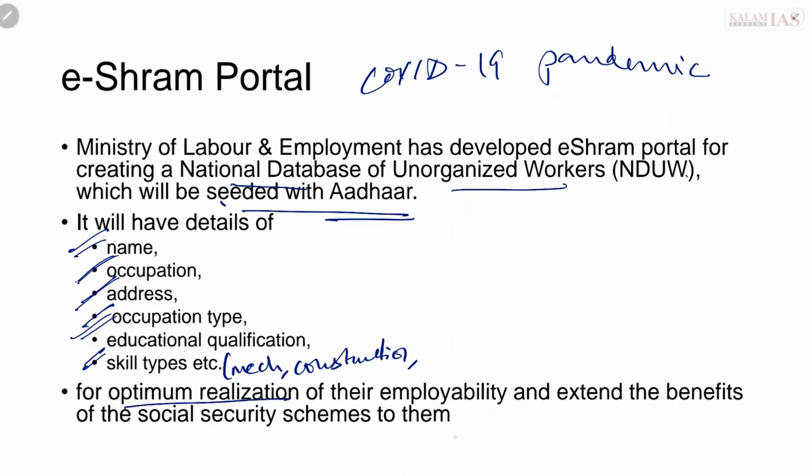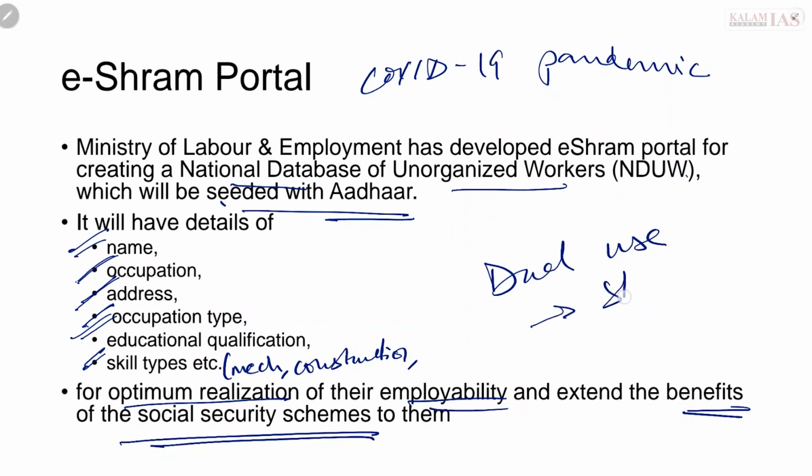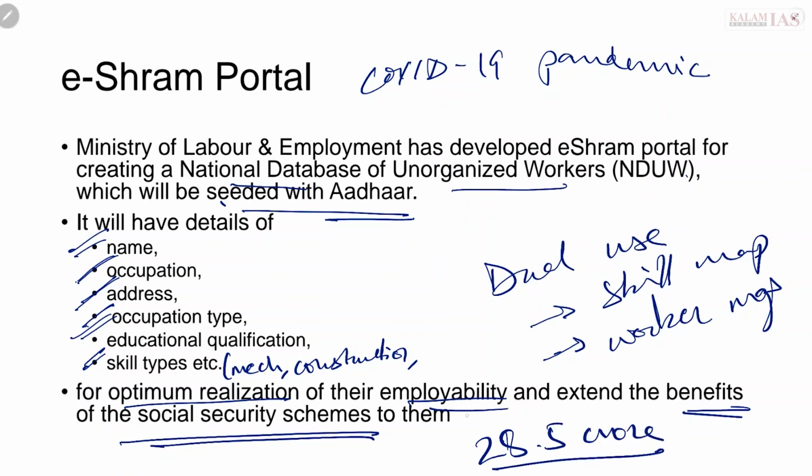This will allow optimum realization of the employability of the portal workers, and this can extend the benefits of social security schemes to the workers registered on the eShram portal. Okay, so this has dual use. First is skill mapping, and second is worker mapping, that you know where the worker is so that you can provide them with social security services. It is a massive success for the central government because as of March, 28.5 crore unorganized workers had been registered on the eShram portal. So this is a massive number and a massive win for the government.